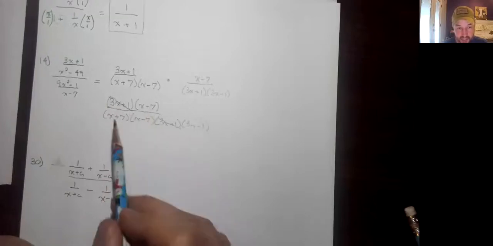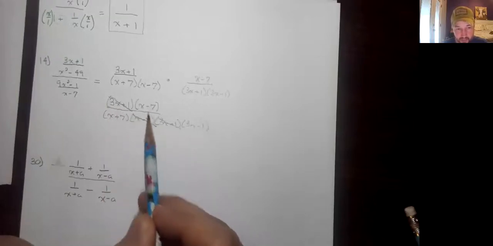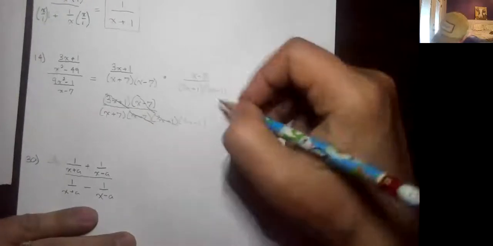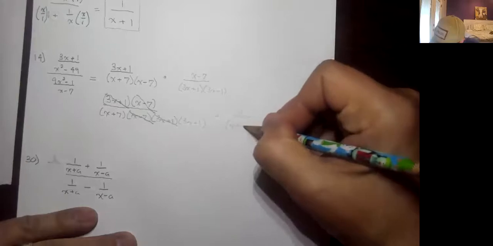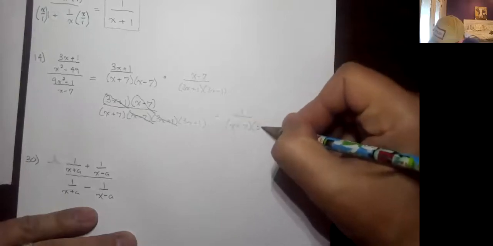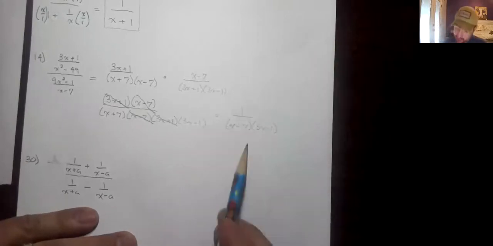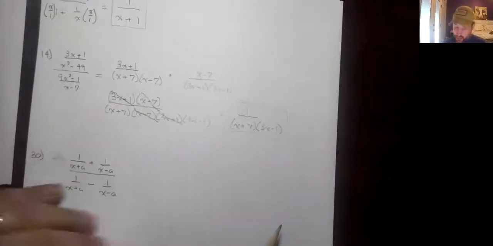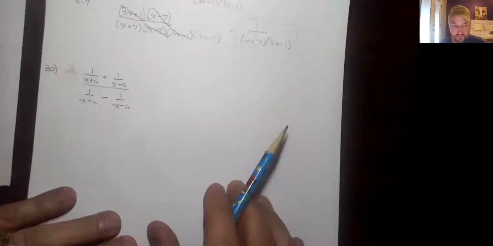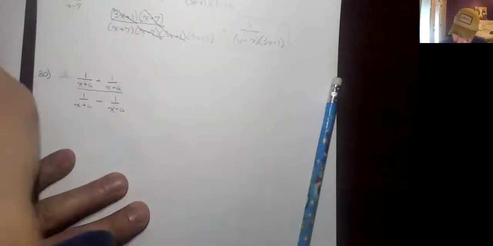That cancels out. X minus 7. Is it down here? Yep, right underneath it. So I have 1 on top, and then I have an x plus 7 times 3x minus 1 on the bottom. And I'm done. That one was pretty simple. Now I'll do one more that has 4.